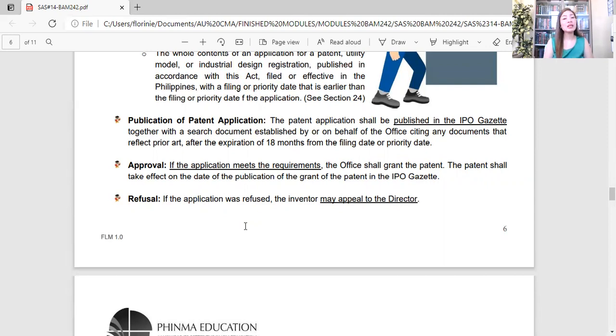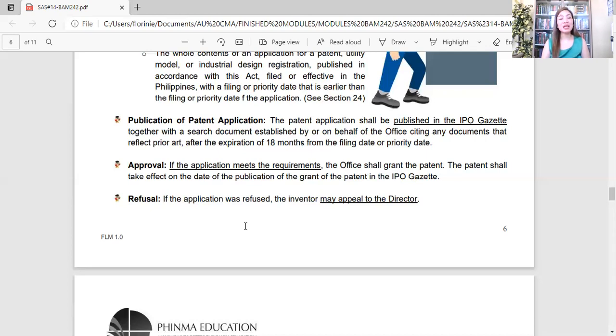So, sabi dito, the patent application shall be published in the IPO Gazette together with the search document established by or on behalf of the office, citing any document that reflects prior art, after the expiration of 18 months from the filing date or priority date. So, ang tagal, 18 months. Ayan. So, next. Ang tagal ng proseso ng pag-apply ng patent. Ang tagal-tagal niya. Kasi, syempre, kailangan yung proseso dumaan talaga sa tamang proseso at nang sa ganun talagang kapag nabigay sa iyo yung patent, hindi siya magiging questionable.